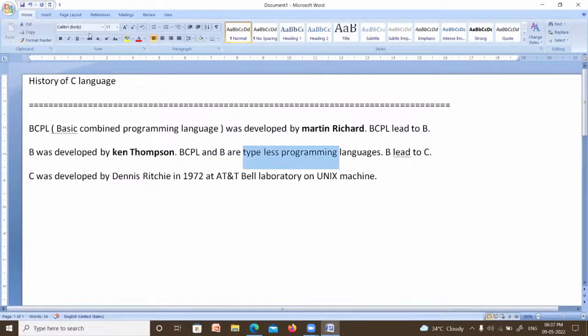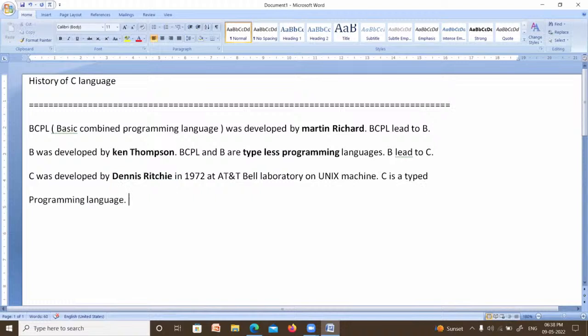After that, Dennis Ritchie introduced a new programming language. Its name is C, with data types. It is a typed programming language. What is the meaning of typed programming language? C language supports data types. So this is a brief history of C programming language. It was developed in 1972 at AT&T Bell Laboratory on a Unix machine.